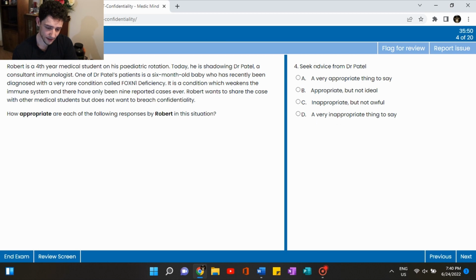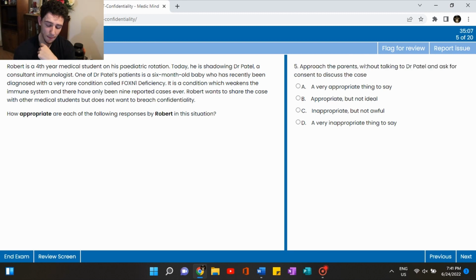Okay, this one's an easy one. Seek advice from Dr. Patel. That's very appropriate. It's good that this student is asking for consent to discuss the case. But what's not good about this scenario is that he's not talking with Dr. Patel, because Dr. Patel is in charge of this patient and is supervising this student. So although it's not completely bad because you are getting permission, it's not appropriate either because you need to be supervised by an actual qualified doctor. So inappropriate but not awful.